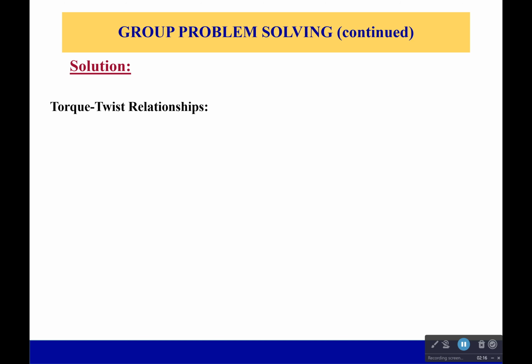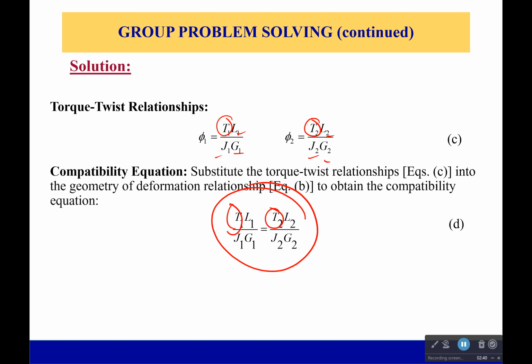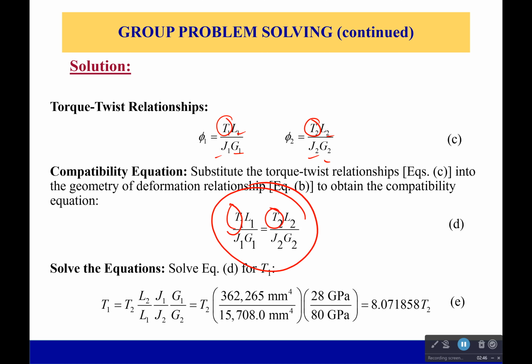Now how about our torque-twist relationships? We know what Phi1 and Phi2 are. We don't know what torque 1 and torque 2 are, but we know the lengths, the polar moments of inertia, and the shear modulus, so it seems like we just might be able to solve this. Here we go. We have a second equation now with two unknowns, torque 1 and torque 2. So we can then solve for our torques.